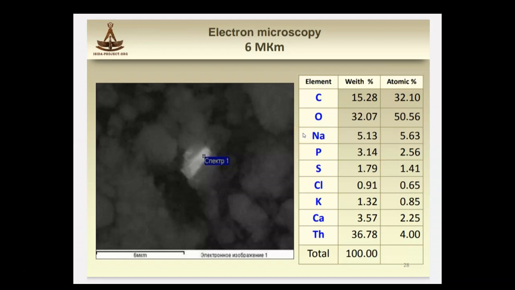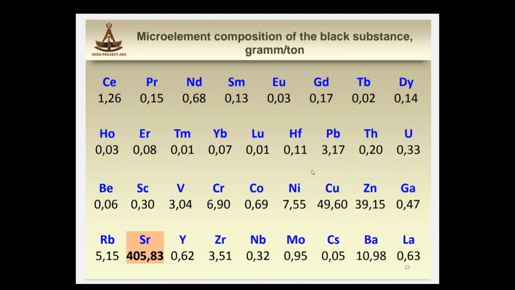And if you aren't on the edge of your seat yet, it is about to get even more interesting. That's right, ladies and gentlemen. Yes, we are adding thorium into our metallic compound, and I will show you why here in just a moment. So now let's take a look at this microelement composition of the material.